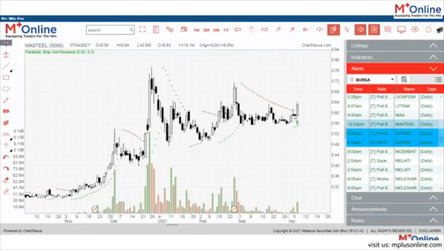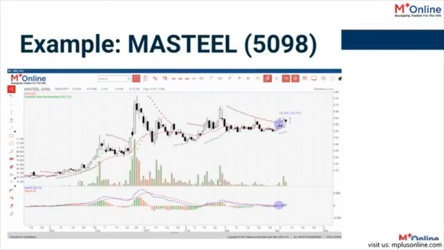Mass Steel wise, we can see the Parabolic SAR break was on Monday, just like ANNJOO. Mass Steel was also triggered on Swiss Pro for pullback rebound, and yesterday the rally continued, giving us somewhere around 5%.